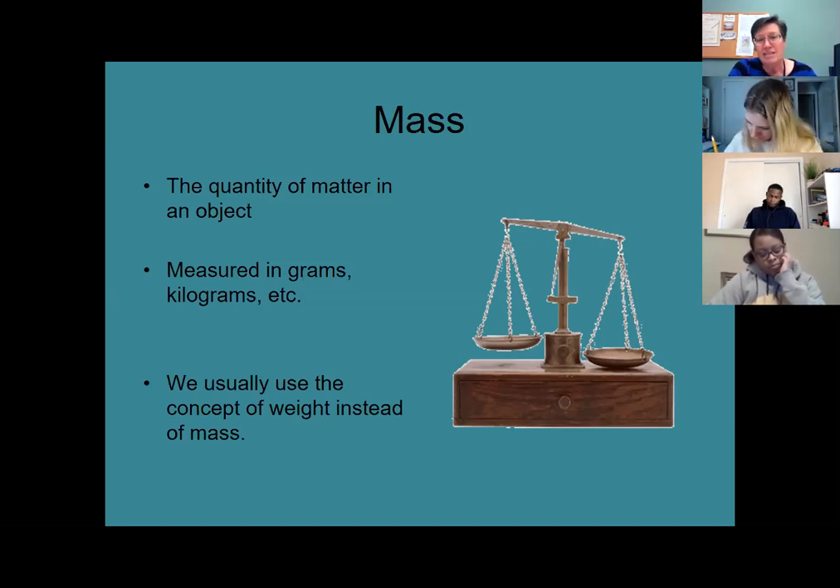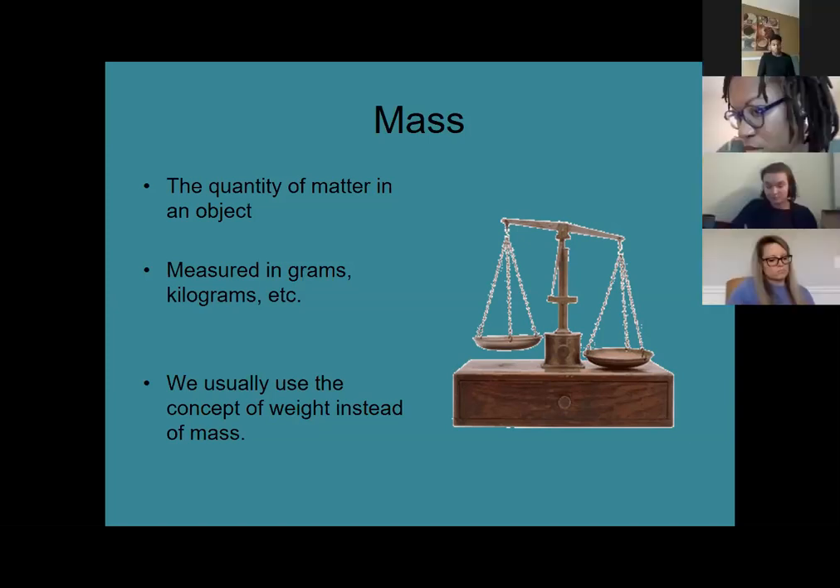So again, that's the difference between mass and weight. Mass is always constant, weight is variable due to the force of gravity, and weight is a force. So does that make sense? I hope so.